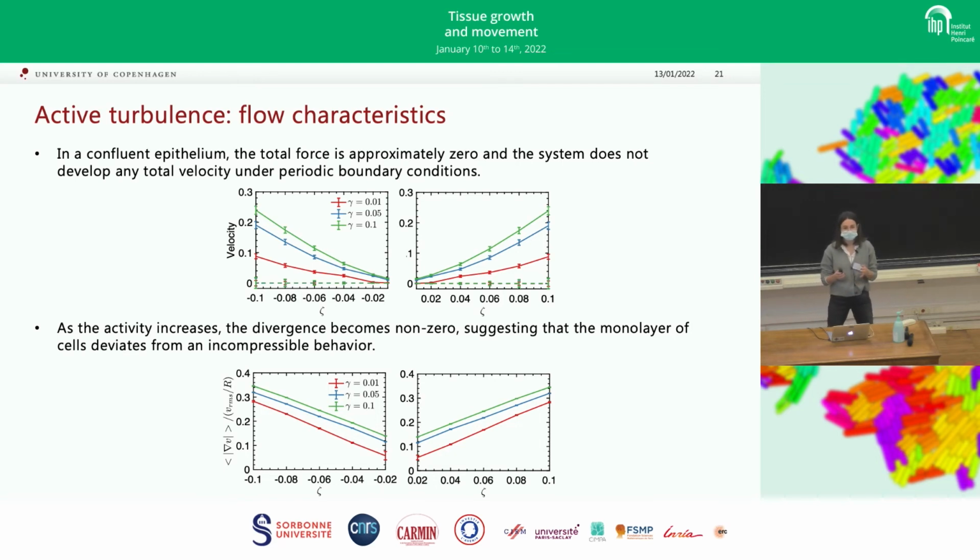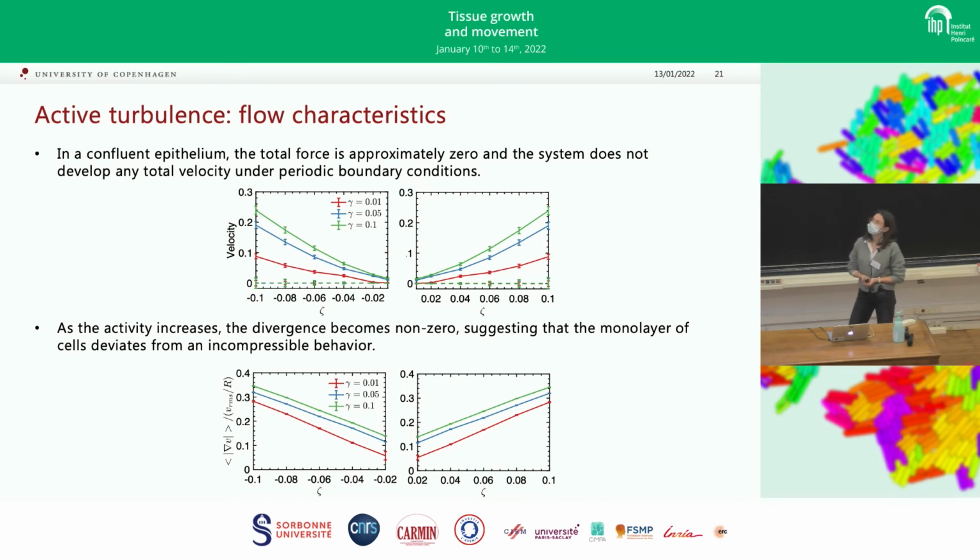We know that we have a periodic boundary condition and a confluent monolayer. Thus, the total force should be approximately 0, so there should be no velocity developing. And this is what we see in the first plots on the dashed line. So the total velocity remains 0, which is expected.